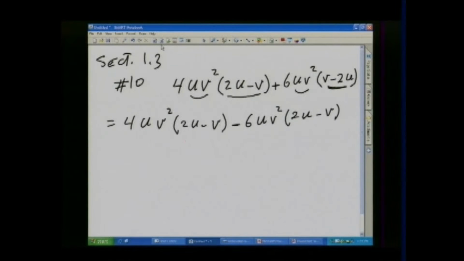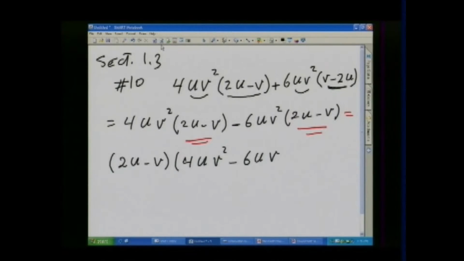Now you can see this is the same as this. So I can factor out that parenthesis, 2u minus v, then parenthesis. From the first one, I would have 4uv squared. From the second one, I have minus 6uv squared. And that's the answer.